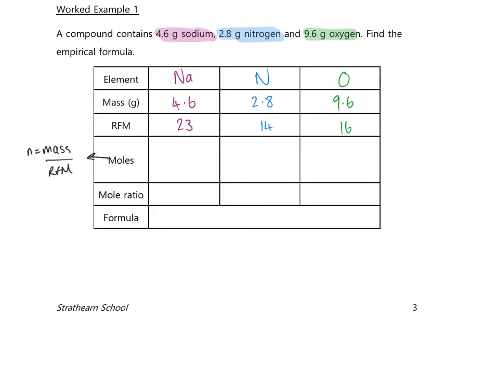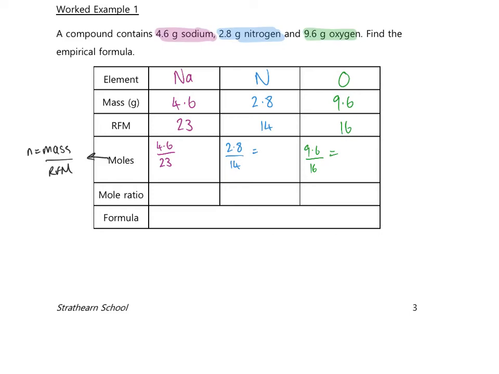Next step is then to calculate the number of moles, and this is really still step number 1 of our method from above. So we're using the equation N equals mass over RFM. So for sodium, that's going to be 4.6 over 23. For nitrogen, that's going to be 2.8 divided by 14. And for oxygen, that's going to be 9.6 divided by 16.